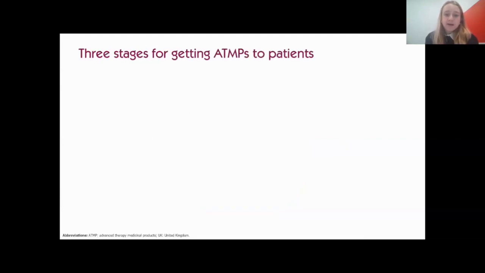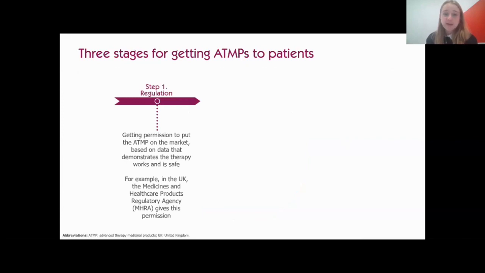So after the research and clinical development process, there are three overarching steps of getting advanced therapies to patients. So the first is regulation. That's essentially getting permission to put the advanced therapy on the market based on data that demonstrates that it's safe and that it works well to reach its aim of hopefully alleviating the symptoms of a disease or possibly curing it. For example, in the UK, the Medicines and Healthcare Products Regulatory Agency is the one that gives this permission.